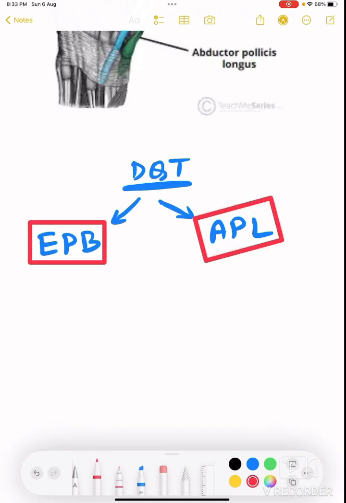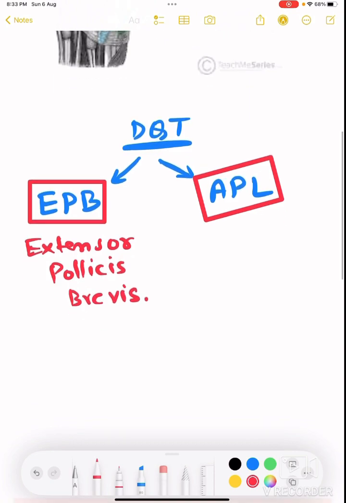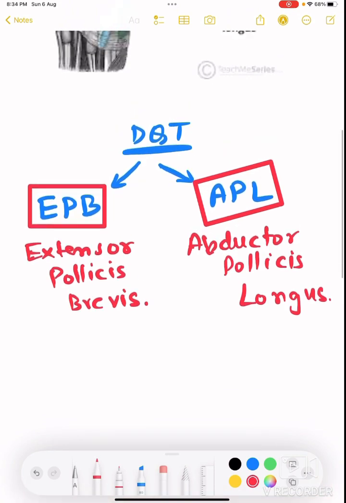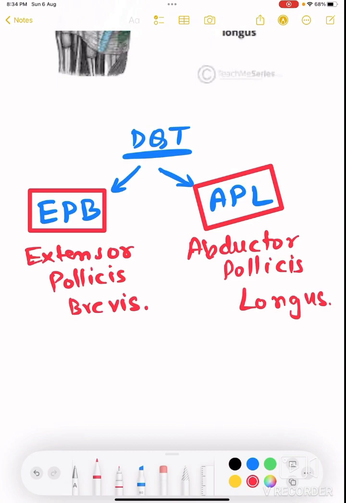EPB stands for extensor pollicis brevis. And APL stands for abductor pollicis longus, right? So these are the two tendons that are involved in De Quervain Tenosynovitis. Questions are generally asked in this manner only, that which tendon is actually involved in De Quervain Tenosynovitis.